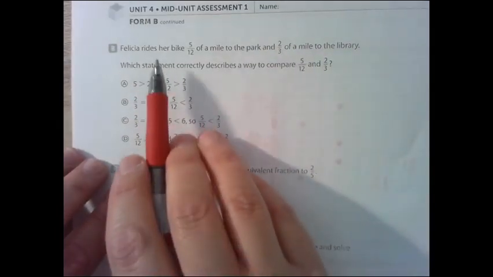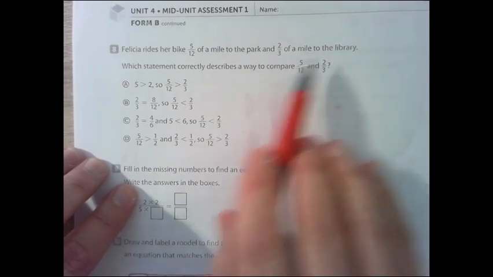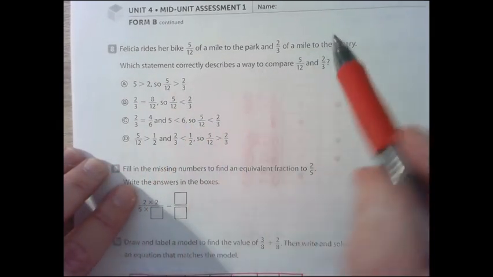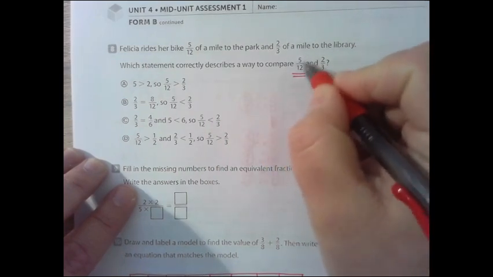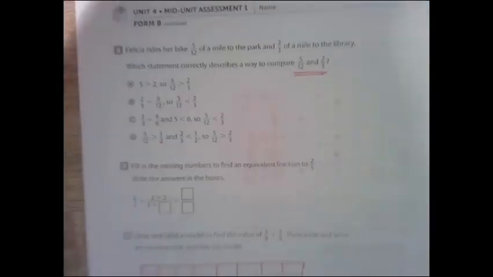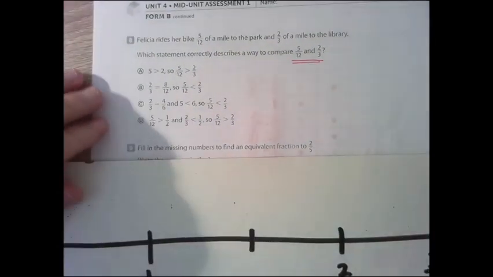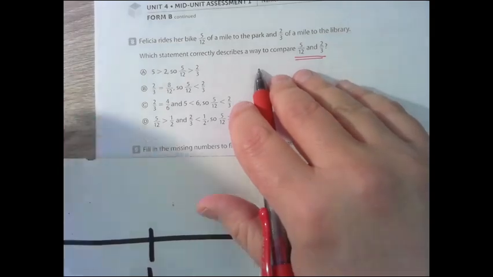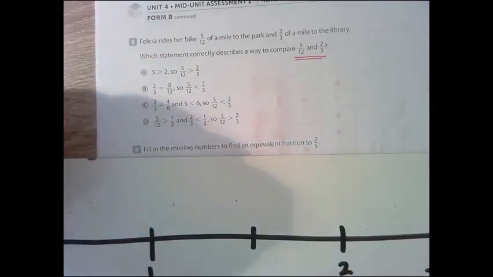So Felicia rides her bike 5/12 of a mile to the park and 2/3 of a mile to the library. Which statement correctly describes a way to compare 5/12 and 2/3? So we're just basically comparing these two fractions, 5/12 and 2/3. So to do this, I drew some number lines to help you visualize that. Again, which statement correctly describes the way to compare? So we are only looking for one answer here because it doesn't say choose all. It's just asking for which one.